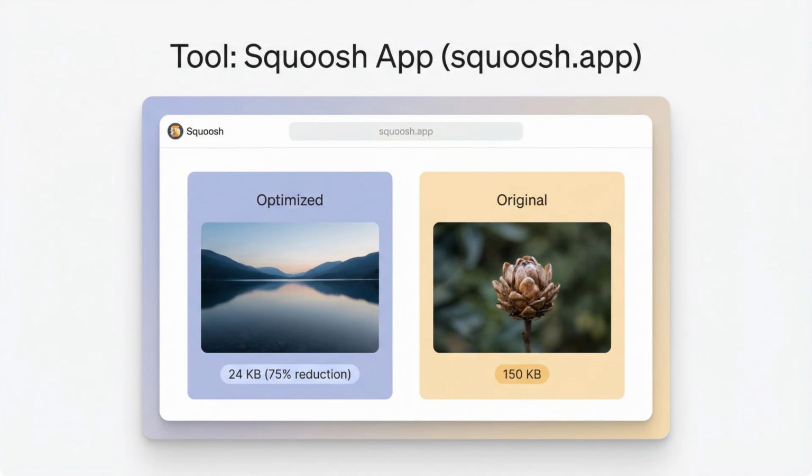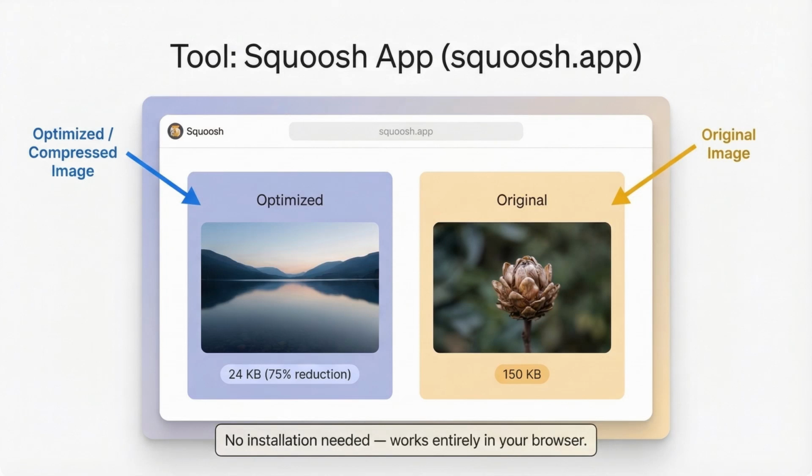The tool the instructor uses for image optimization is called Squoosh. You can find it at squoosh.app. It's a free browser-based tool that lets you compress and convert images without installing anything. What makes it great is the real-time side-by-side comparison. The right side shows your original image, and the left side shows the optimized version, so you can judge the quality difference instantly. The interface is very intuitive.